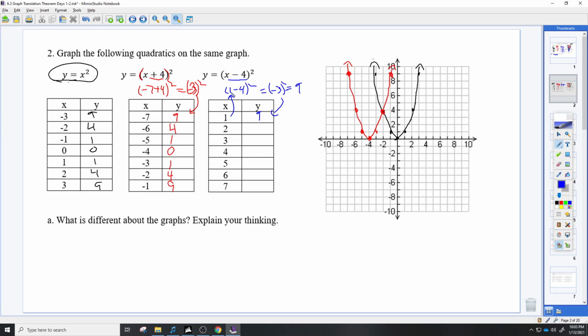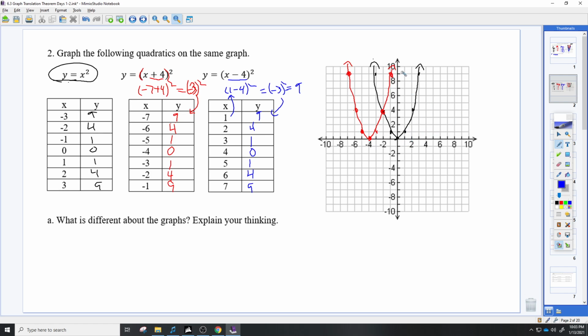Plug in a 2. 2 minus 4 is negative 2. Square is 4. This might look like a pattern here. Plug in 3. 3 minus 4 is negative 1 squared is 1. Plug in 4. You get 0 squared, which is 0. And the same thing going the other way. 5 minus 4 is 1. Squared is 1. 6 minus 4 is 2. Squared is 4. And 7 minus 4 is 3 squared, which is 9. So now we're plugging these in and getting the same answers, but now we're just over here on the right.